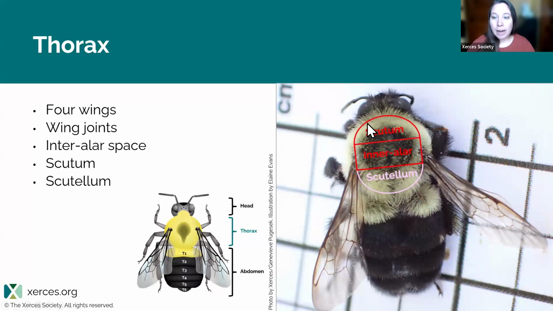We can break up the thorax into different parts. So this front part here of the thorax is called the scutum. The back part is called the scutellum. This middle part in between the two wing joints is part of the scutum. We can refer to that as the inner alar space. We often look at different color patterns on these different parts of the thorax when we're trying to differentiate bumblebees to different species.